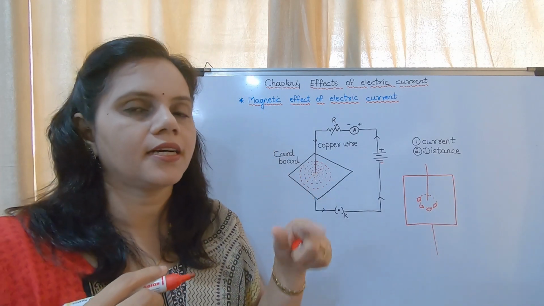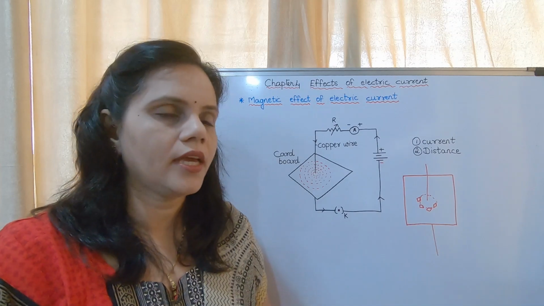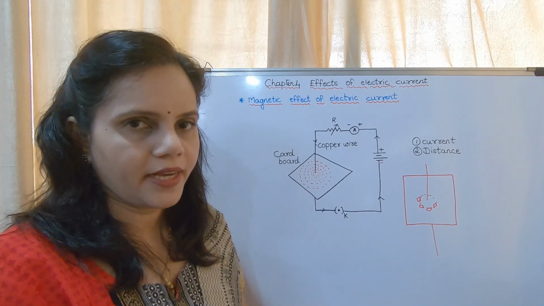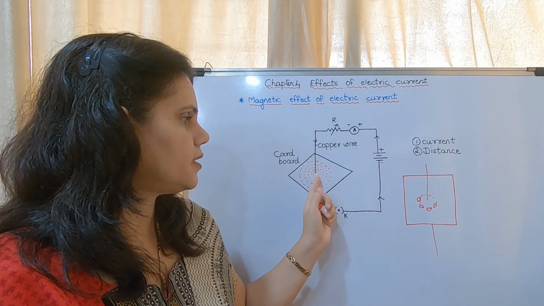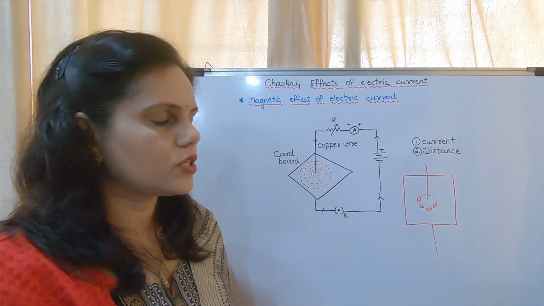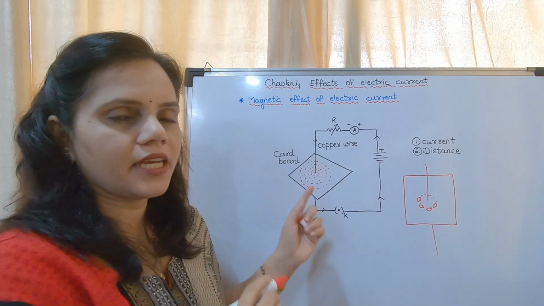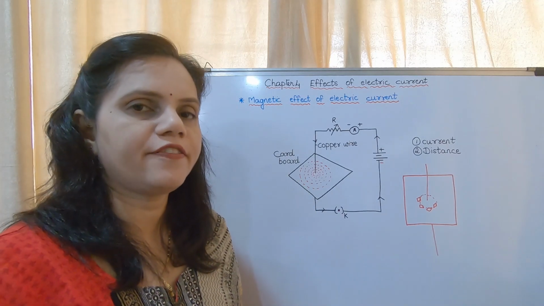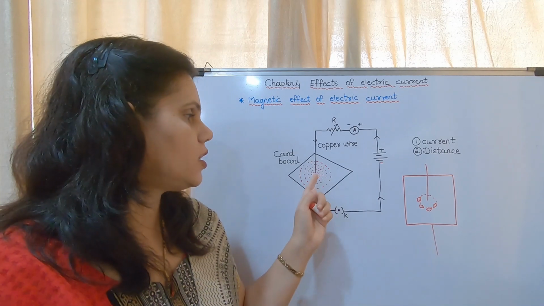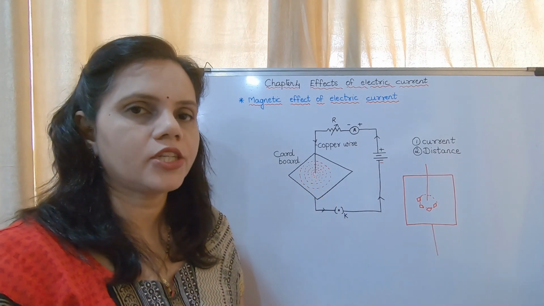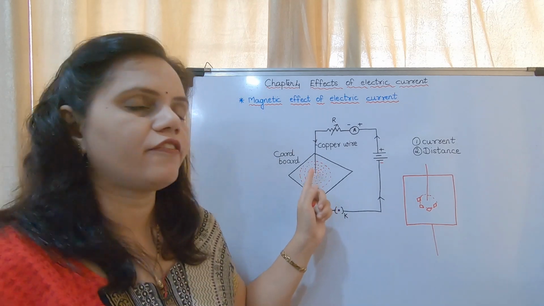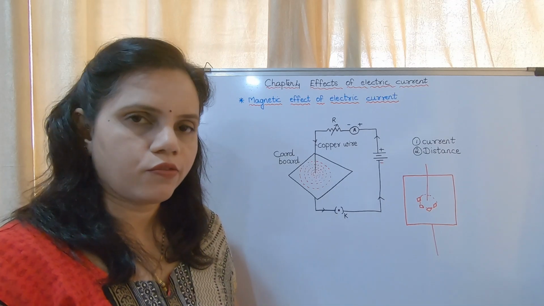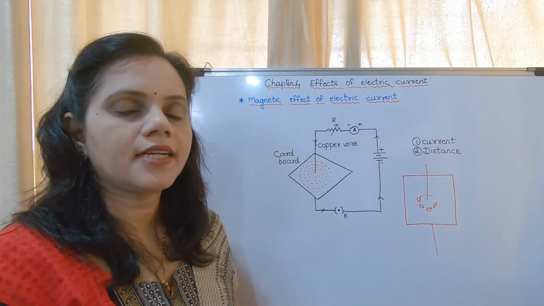You will get a circle around the wire. So there are concentric circles which are developed around the wire. That means these are the magnetic lines of force. If you sprinkle some iron filings on this cardboard and just tap it, then it will get arranged in the form of concentric circles, which shows that magnetic lines of force are in the form of concentric circles.